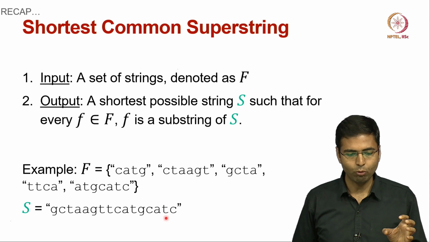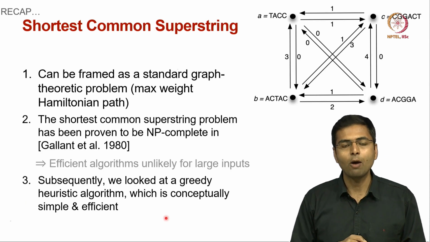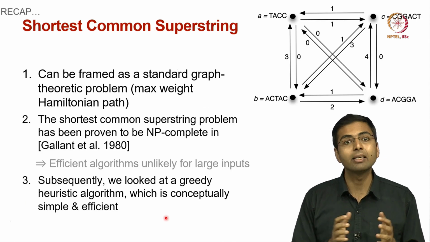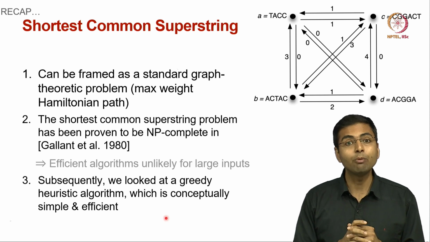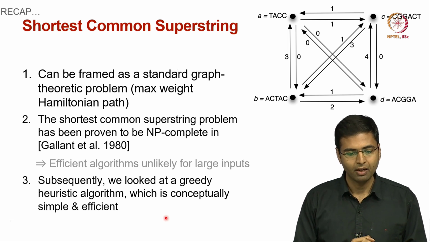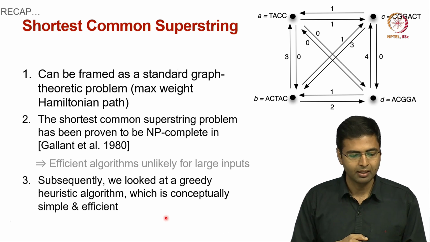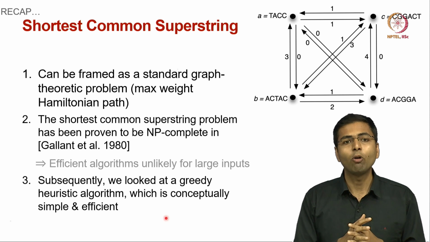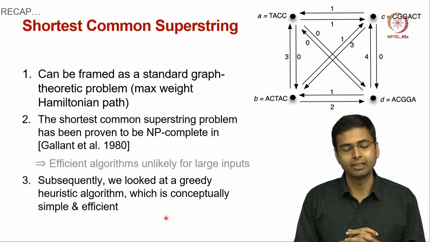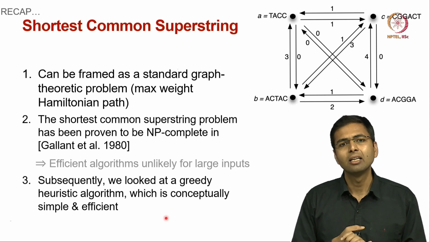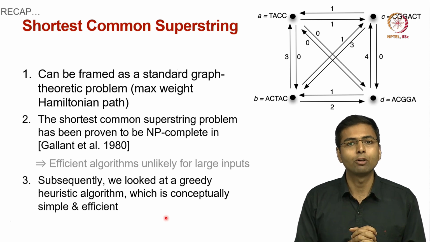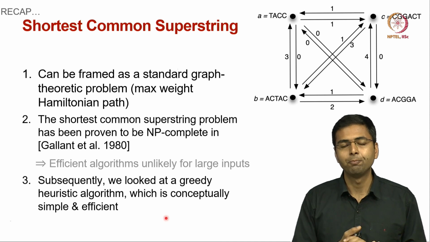When we studied this problem in more detail, we realized that the shortest common superstring problem can be framed as a standard graph theoretic problem, which is the maximum weight Hamiltonian path. This was an interesting connection between the string problem and a graph problem. Subsequently we also said that the shortest common superstring problem has been proven to be NP complete, which also means that efficient exact algorithms that scale to large inputs are unlikely, because NP complete problems are intractable.